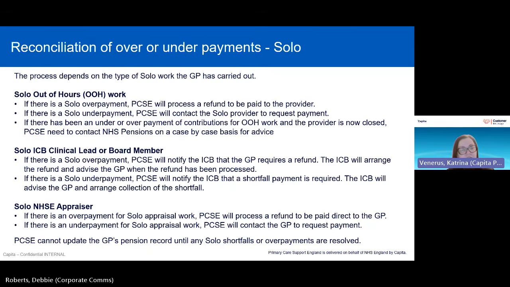And then if you've been an appraiser for an NHS England region and you're a type 2 GP, so your pension contributions will have been collected through Solo, then the rule is different. PCSE are permitted to process the refund to be paid direct to the GP, because that is going through NHS England rather than ICBs, and that's who you've worked for. And if you've underpaid your contributions for solo appraisal work, then PCSE will request you to pay the shortfall payment, and then once that's been received, your record can then be updated.